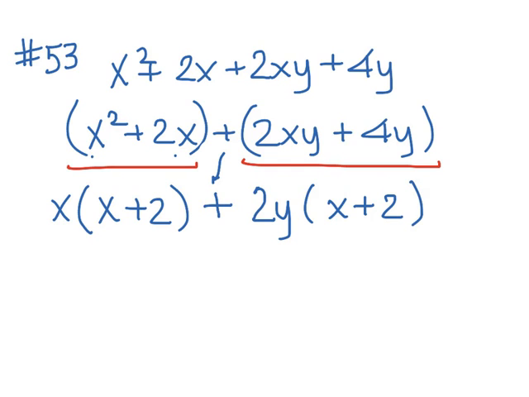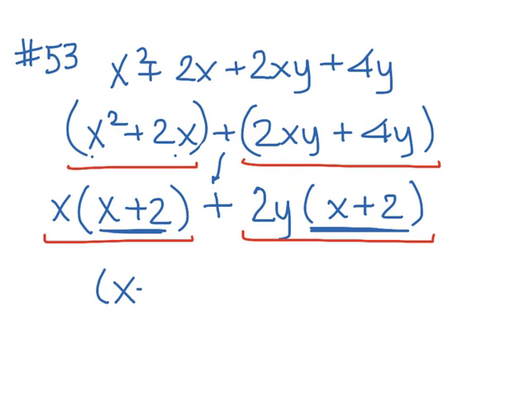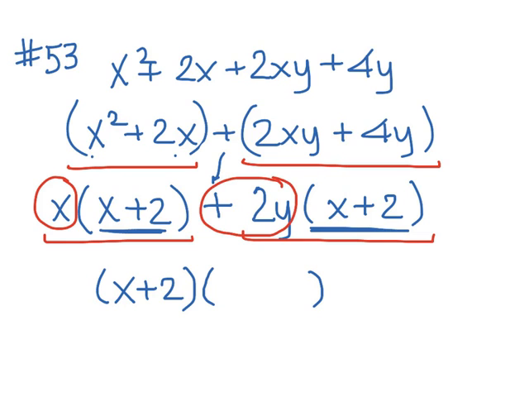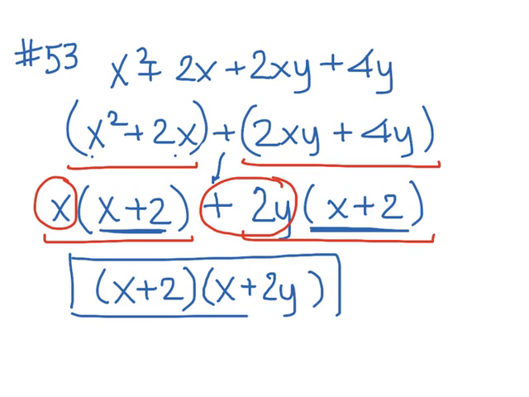Okay, so now again, just looking at my two groups, I have this group here and that group here. It's a good thing I see a common factor between those two groups, right? My x plus 2 is the same, so I'm going to pull out an x plus 2. And what am I left with? Now remember, these are factors, so I'm multiplying. Okay, so I have an x and a plus 2y, so now I have an x plus 2y. So my answer is x plus 2 times x plus 2y.